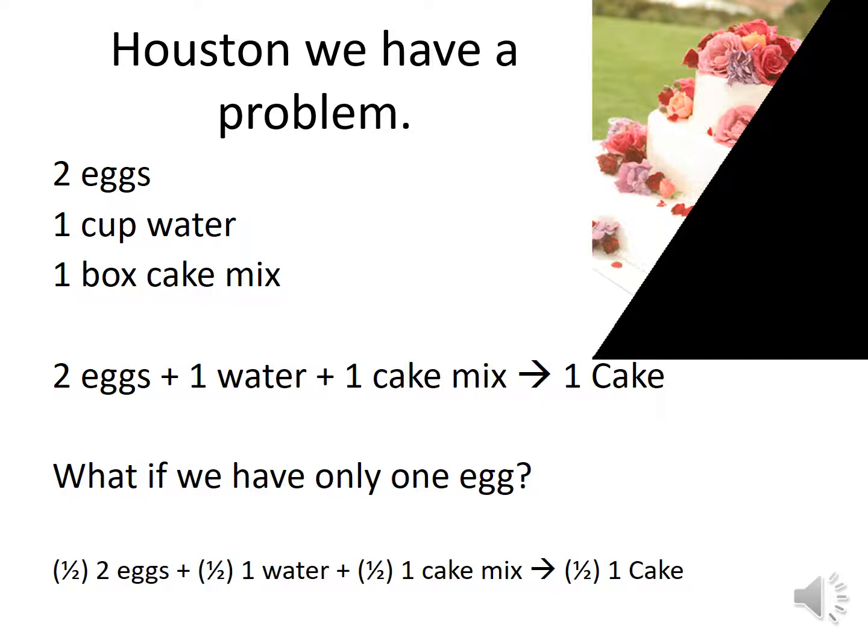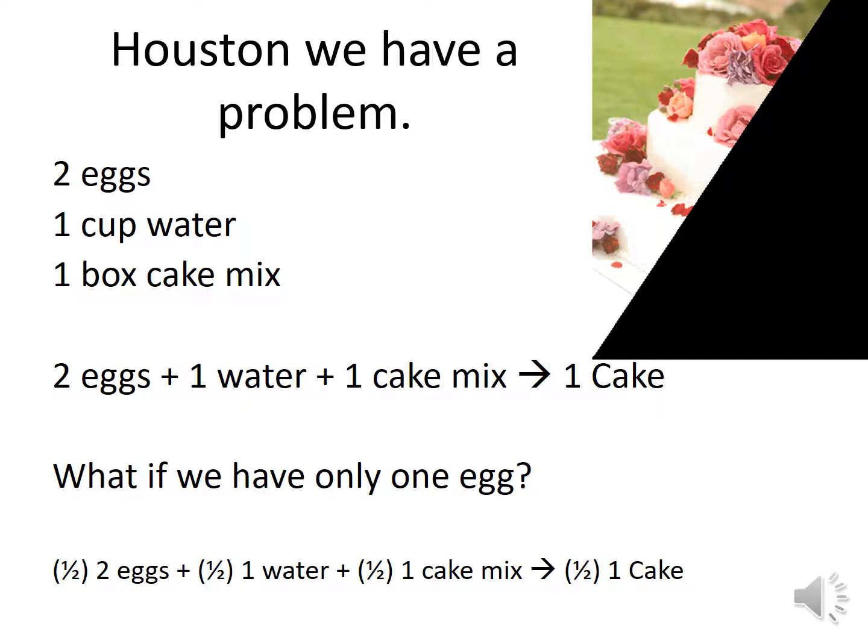Here we have, Houston, we have a problem. What if we were to have to make a cake? And the recipe says that 2 eggs and 1 cup of water and 1 box of cake mix makes a cake. I could write a chemical equation for that. I could say 2 eggs plus 1 water plus 1 cake mix yields 1 cake.